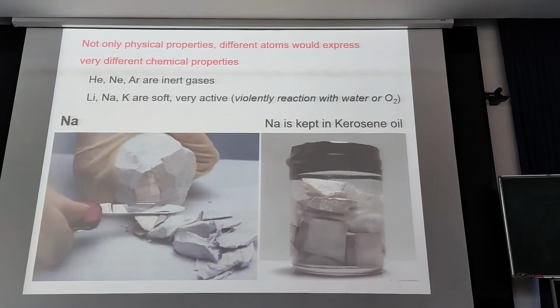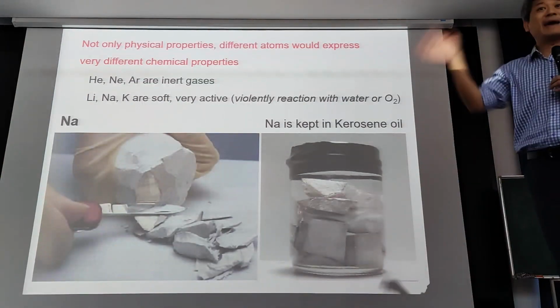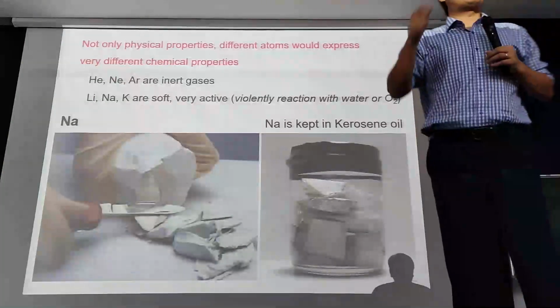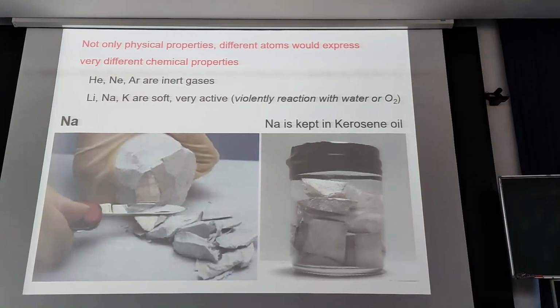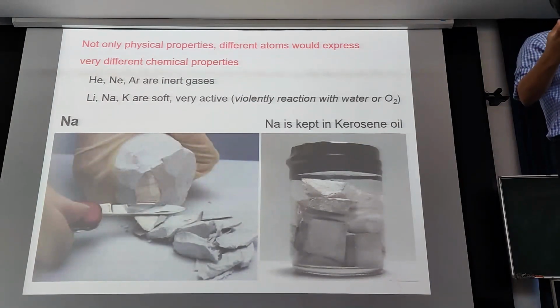Not only the physical property have some specialty, but the chemical property also have some specialty. For example, you know that helium and argon are inert. Inert in the sense that if you put in oxygen, it will not react. However, if you take lithium, sodium or potassium, you expose to the air, it will react rapidly, generate a lot of heat, and it becomes flammable.